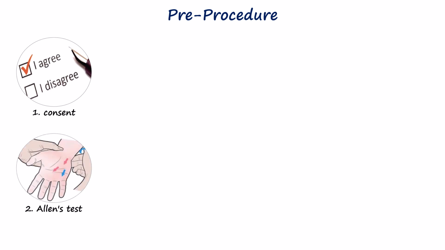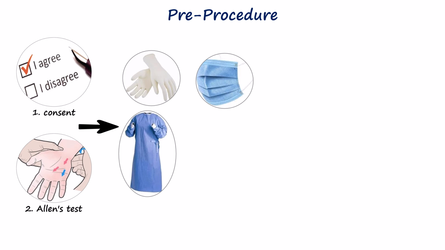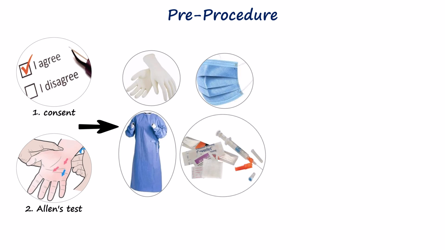Begin by explaining the procedure to the patient and obtaining verbal consent. Check for any contraindications which we have discussed earlier and perform the Allen's test to ensure that the ulnar collateral is patent. Appropriate personal protective equipment including gloves, apron, and face mask should be worn during the procedure for infection control. Additionally, ensure that cleaning swabs, gauze, tape and an ABG sampling syringe are prepared.